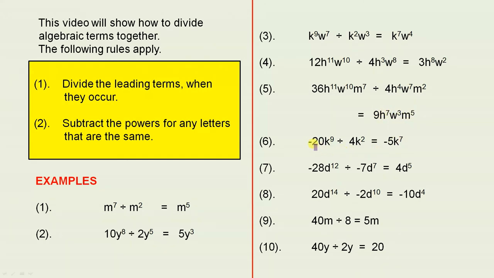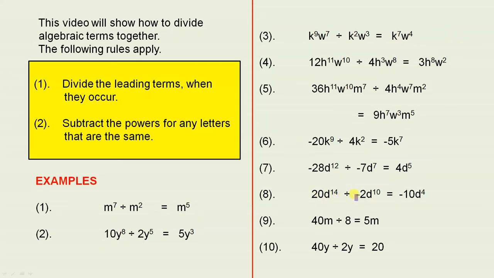For this one, if you remember, a negative number divided by a positive number gives you a negative number. That's just the basic rule of mathematics, and we've done that many times before. So that's why you have negative 5. And with the letter k, when you subtract the indices, you get k to the 7th. Here, a negative number divided by a negative number gives you positive. That's why that's plus 4. And with the subtraction of the indices, we get d to the power of 5.